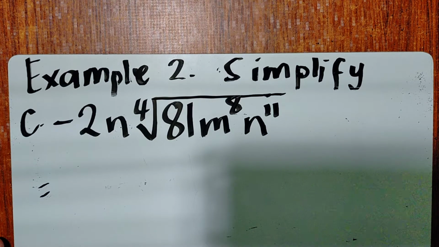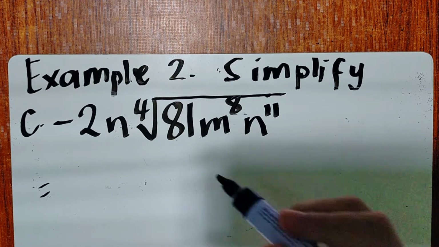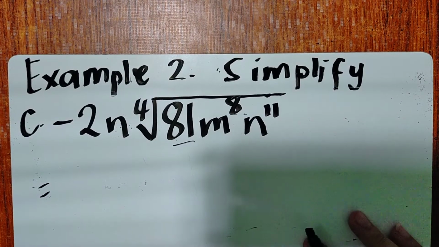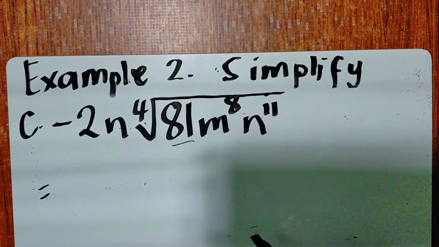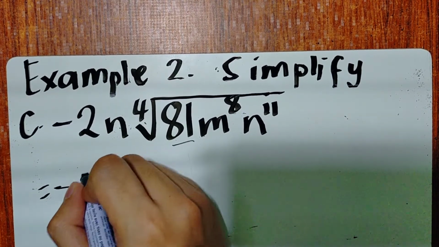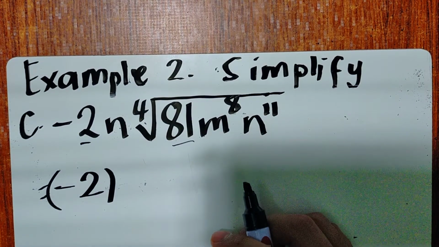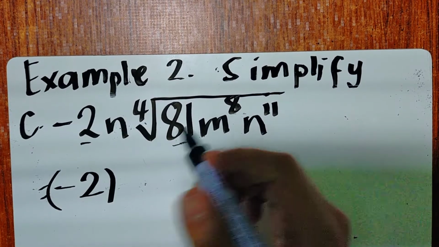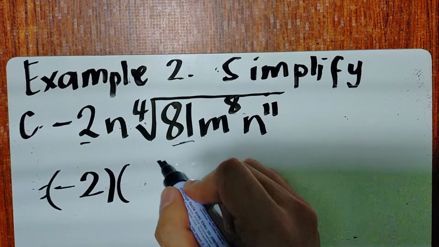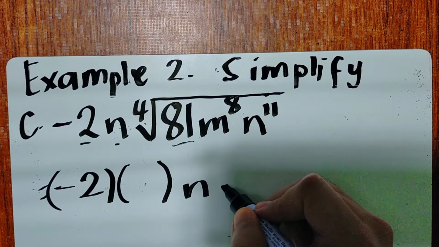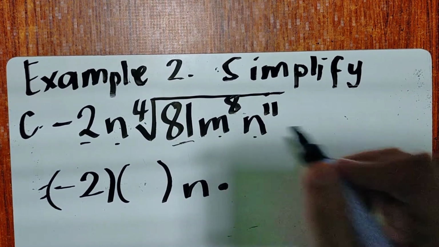So, again, for example number 2, letter C pa rin naman tayo. Given, negative 2n to the 4th root of 81 m raised to 8 n raised to 11. So, what we are going to do is to find the factor of 81 na may perfect 4th root. Okay? So, negative 2, kopyahin ko lang to, times, naglagay na tayo ng parenthesis since ilalabas natin yung perfect square or perfect 4th root nito. Then, kopyahin ko lang din yung n times kung ano yung magiging result nito.